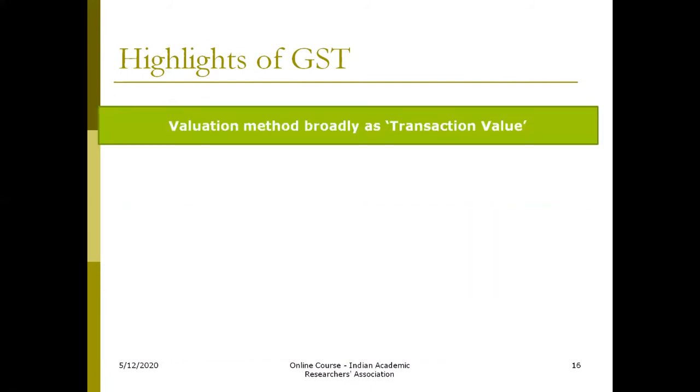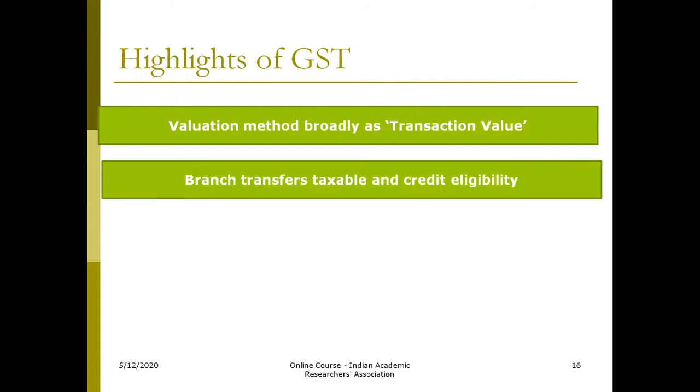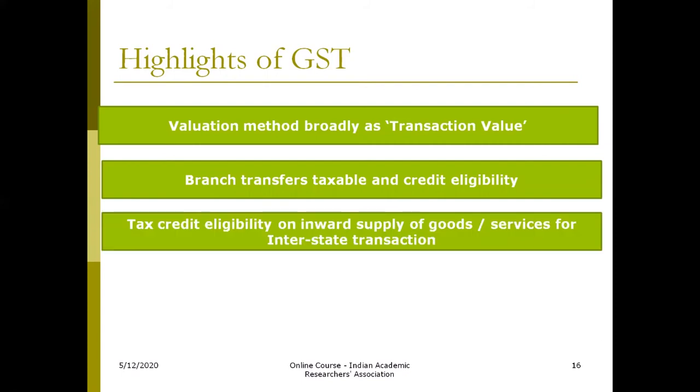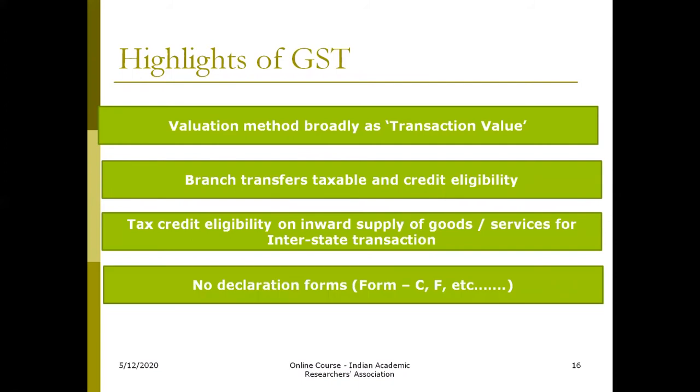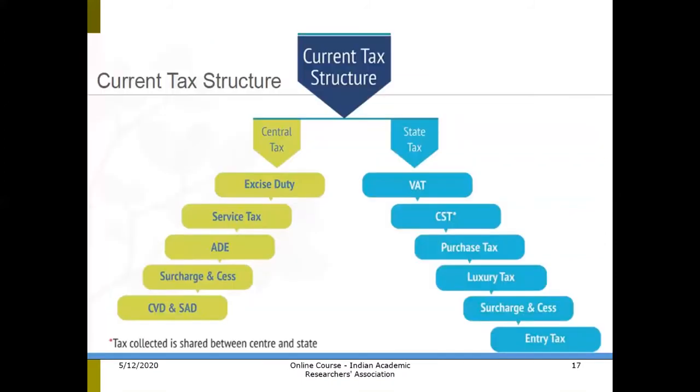Then there are other factors also, that is, the valuation method, broadly the transaction value, branch transfers being taxable, and tax credit eligibility on inward supply of goods or services for interstate transactions, with no declaration forms like C, D, E, etc. Simple tax structure, like the removal of the current tax structure already mentioned.